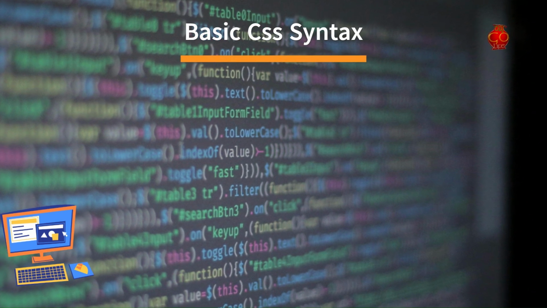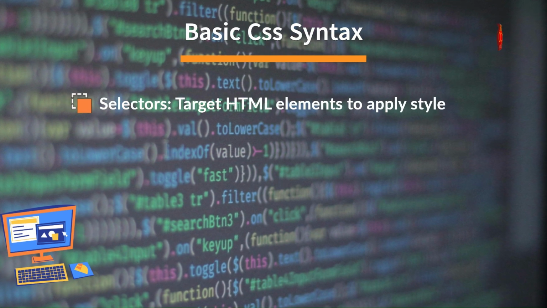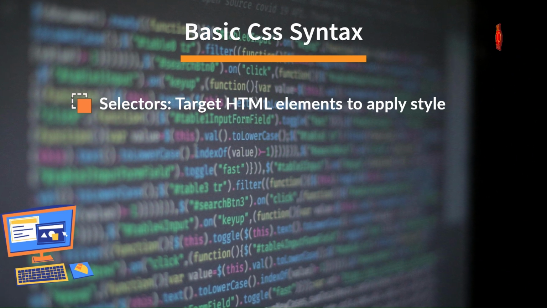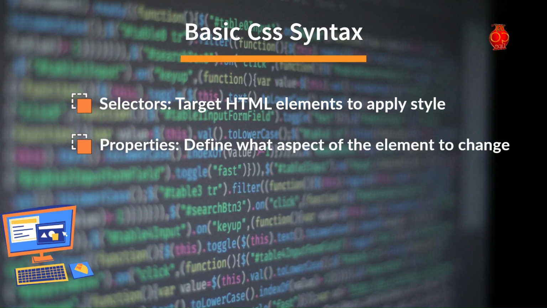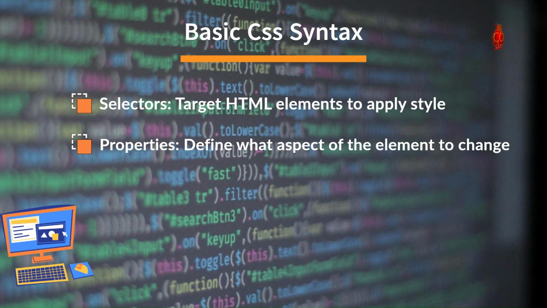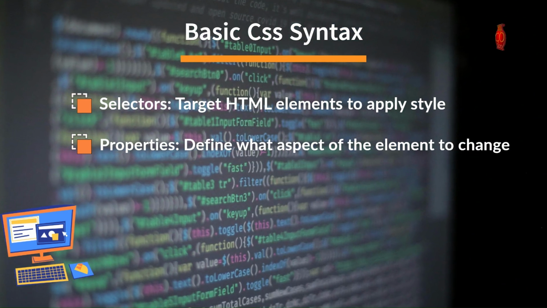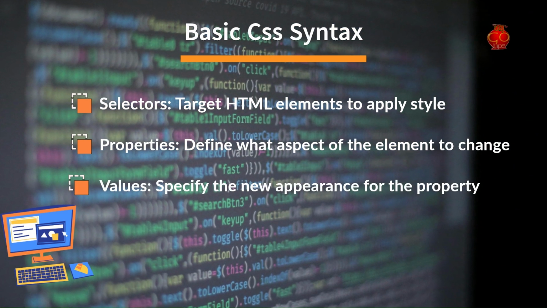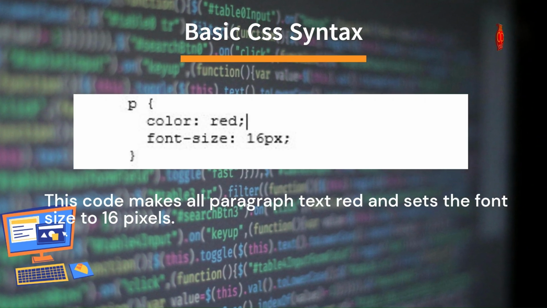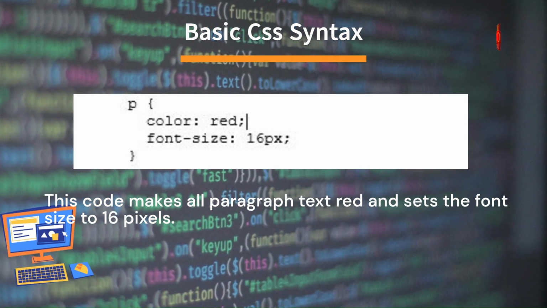CSS is written in a simple language with a specific structure. Selectors. These select the HTML elements you want to style. For example, P selects all paragraph elements. Properties. These define what aspect of the selected elements you want to change. For example, color changes the text color. Values. These specify the new appearance you want for the property. For example, red changes the text color to red. Example. This code changes all paragraph, P, text to red, and sets the font size to 16 pixels.